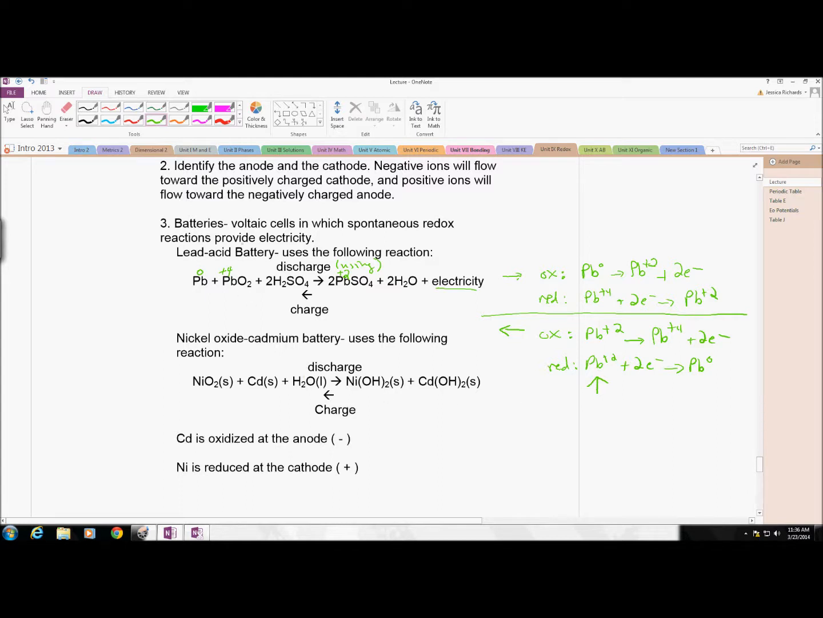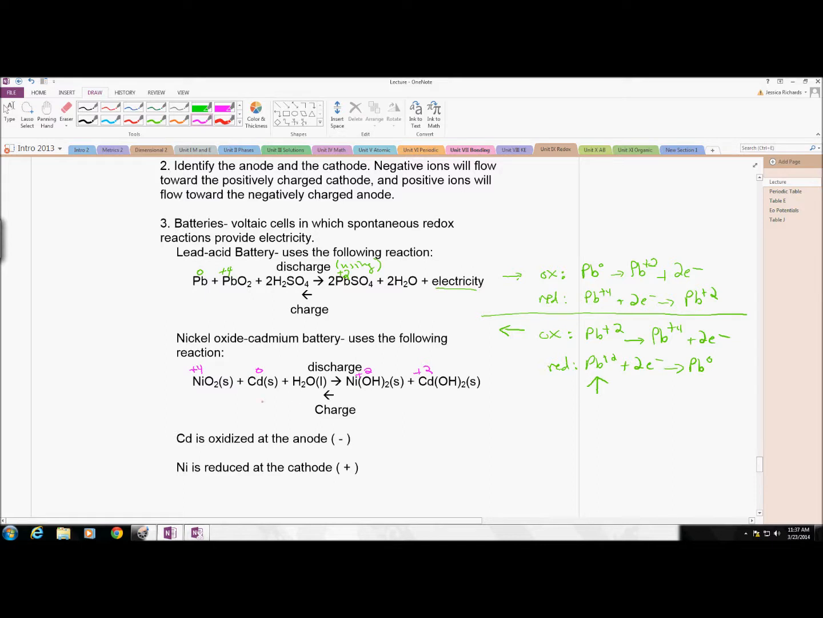We see a lot of rechargeable batteries now that are different than the lead ones, and these nickel cadmium batteries are pretty popular right now. Again, discharge is going to be the forward reaction and charge the reverse. The nickel here is going to be +4. The oxygen is a spectator ion. This cadmium is 0. The water are all spectator ions. This nickel is +2. The hydroxides are spectators, and this cadmium is +2.